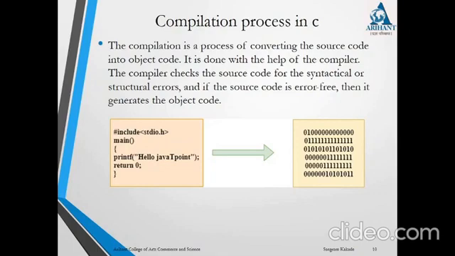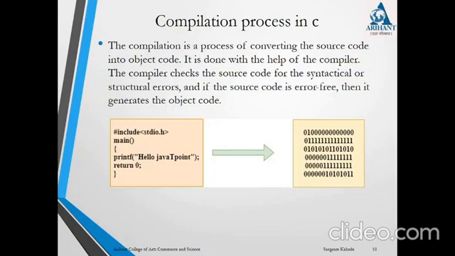It is done with the help of the compiler. The compiler checks the source code for syntactical or structural errors, and if you have any, it will stop and flash you a message about that specific error. Later you can resolve that error and compile the program again. And if the source code is error free, then it generates object code. But it is not as simple as it sounds.